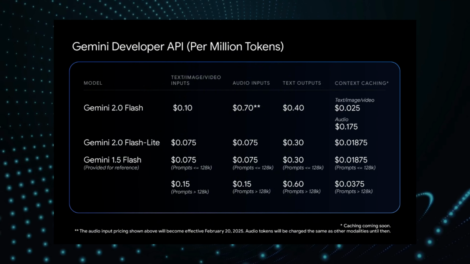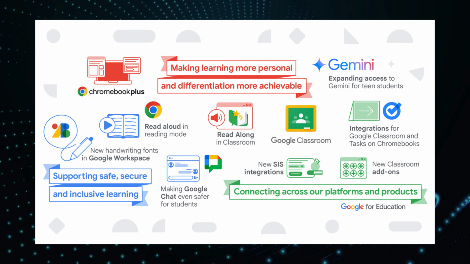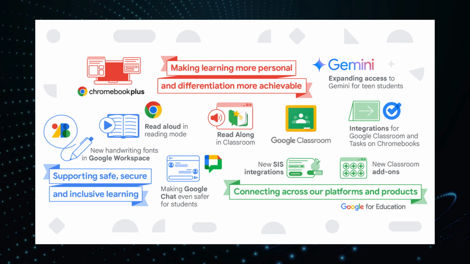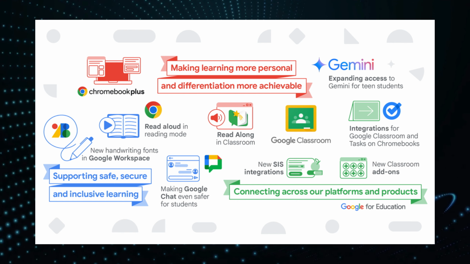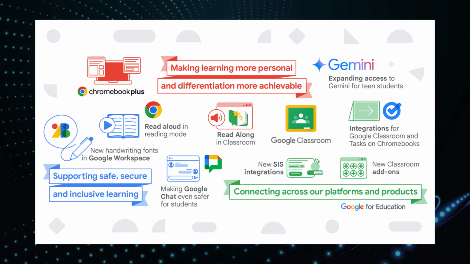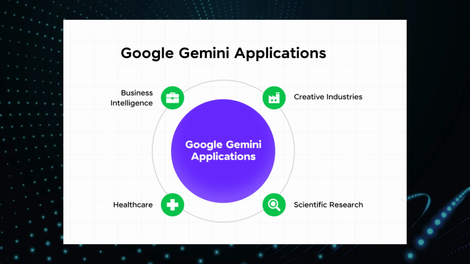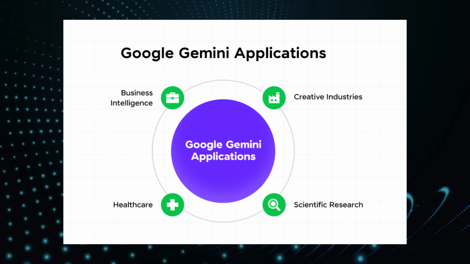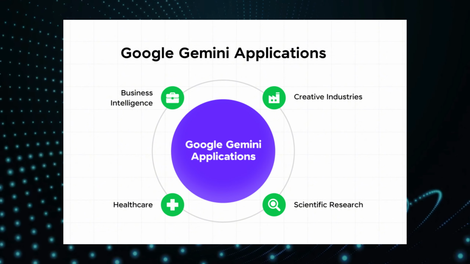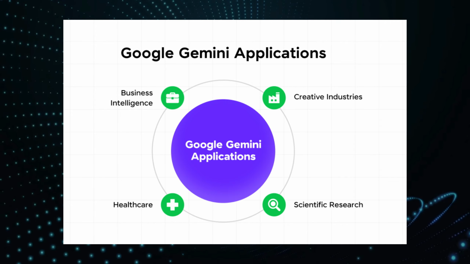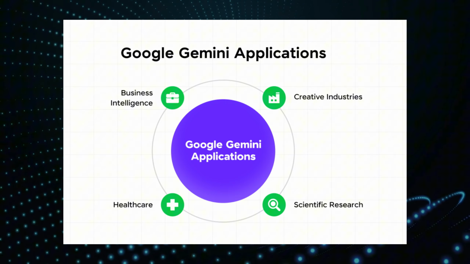What sets Gemini apart from its competitors is its comprehensive integration across Google's ecosystem. While ChatGPT and other AI models often exist as standalone services, Gemini is being woven into the fabric of Google's existing products. This integration strategy suggests that Google sees Gemini not just as a chatbot or an AI model, but as a fundamental layer of intelligence that will enhance all of its services.